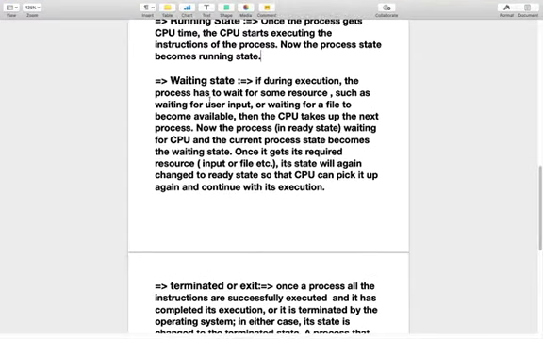Our next state is waiting state. If during execution the process has to wait for some resource, such as waiting for user input or waiting for a file to become available, then the CPU takes up the next process. The current process state becomes the waiting state. Once it gets its required resource, its state changes again to ready state, so the CPU can pick it up again and continue with its execution.